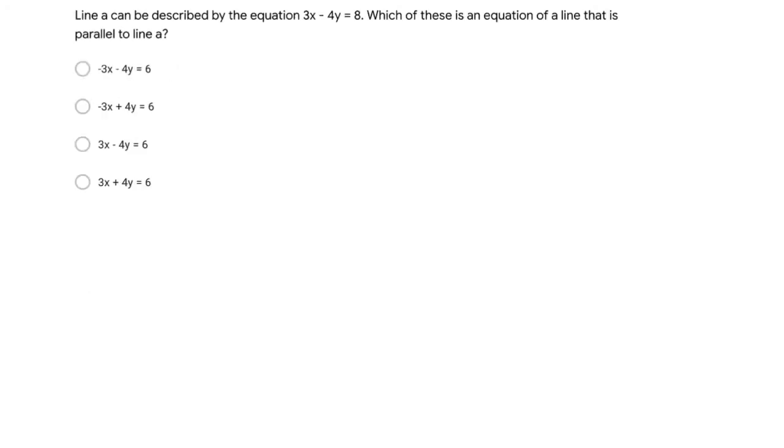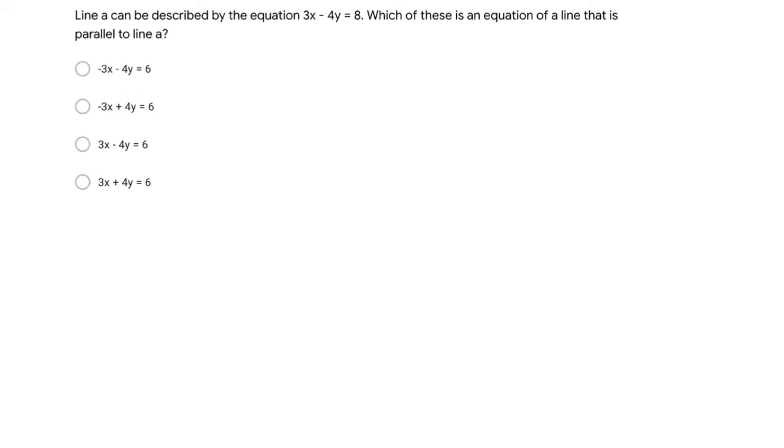On this problem, it says line A can be described by the equation 3x minus 4y equals 8. Which of these is an equation of a line that is parallel to line A? So when it's in standard form, the easiest way for me to tell what's parallel is that the coefficient here is exactly the same as the x coefficient in my answer, and the coefficient for the y is the same as the coefficient for the y in my answer. So 3x minus 4y matches up down here. That's going to be parallel.